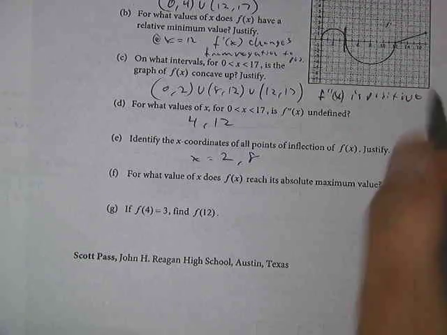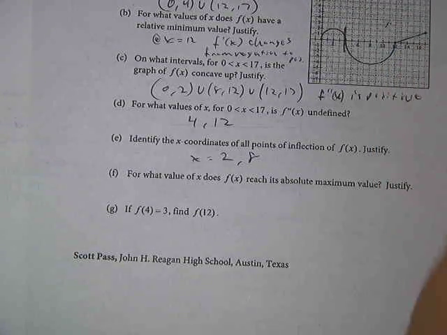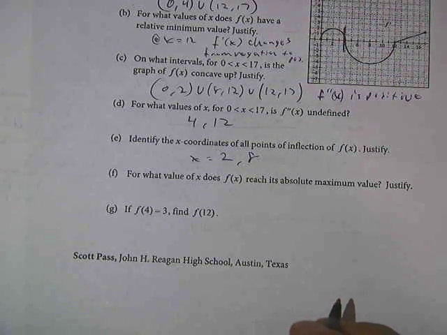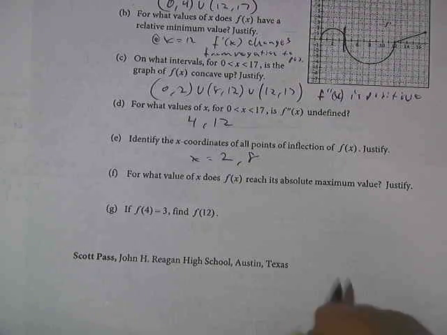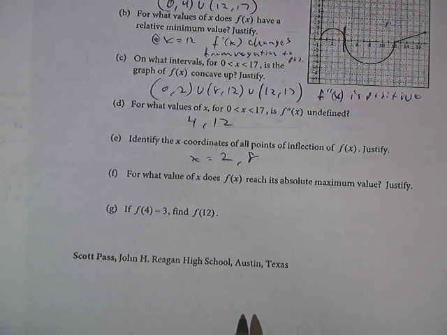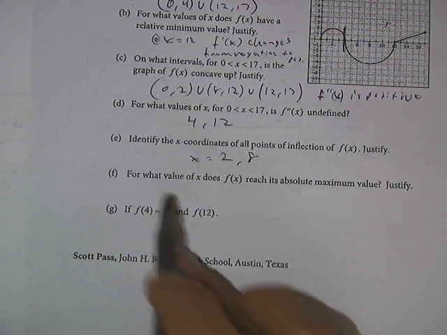Because at 2 we change from positive slope to negative slope, that means that 2 would be an inflection point, because the slope of our derivative changed from positive to negative. What about at 4 itself? Would 4 be an inflection point?